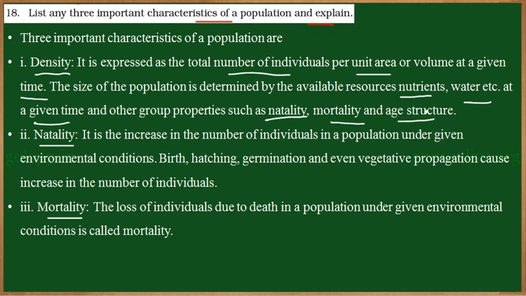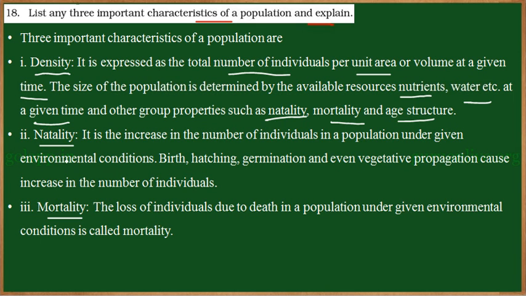Therefore, the size of a population is determined by many factors. It can be the nutrients, water, etc. at a given time. And there are other factors which determine the size of the population. For example, natality, which is called the birth rate, mortality, that is the death rate, and migration. All this also impacts, that is varies, the size of the population. And even the age structure, that is how many individuals are in the reproductive phase, how many individuals are in the pre-reproductive phase, and how many of them are in the post-reproductive phase. If more individuals are in the reproductive phase, that means the population can increase further. So all those factors help in determining the size of the population.